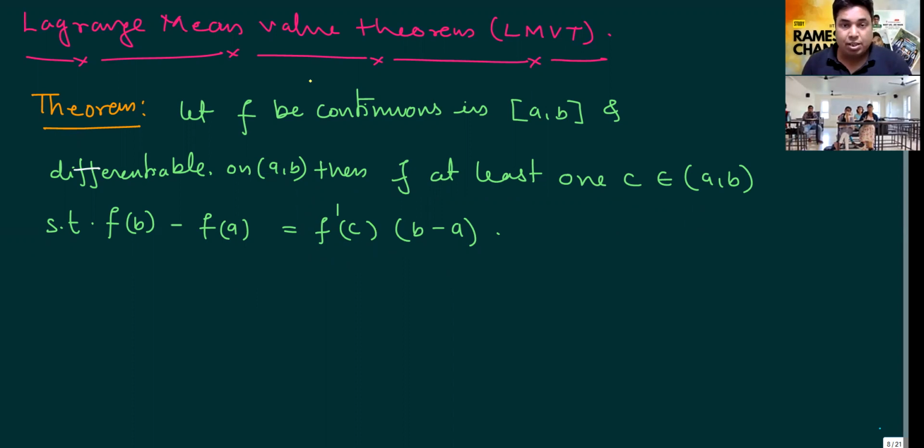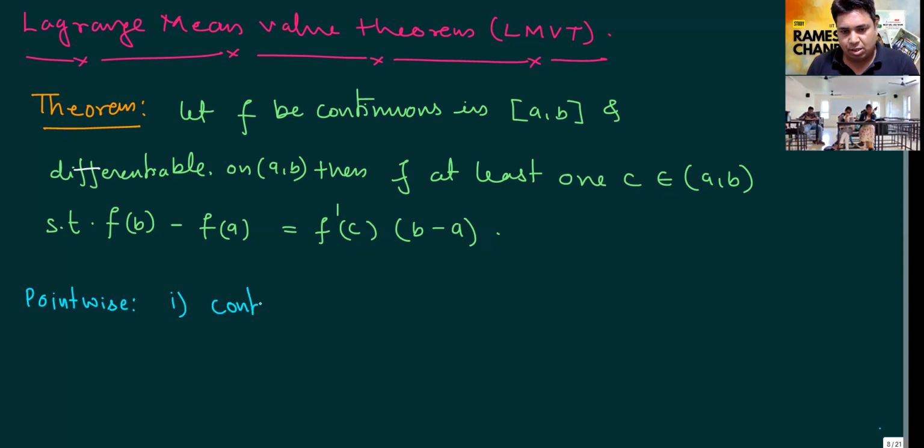Like in Rolle's theorem, there were three required conditions. What were they? First, continuous in closed interval; second, differentiable in open interval; and third, f of a must be equal to f of b in the case of Rolle's theorem. What is the necessary condition for Lagrange mean value theorem? Let's understand it point-wise.